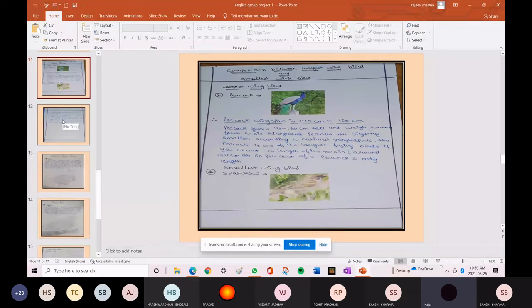Peacock is slightly smaller. According to National Geographic, the peacock is one of the largest flying birds if you count the length of its train, around 150 cm or 60% of the peacock's body length.